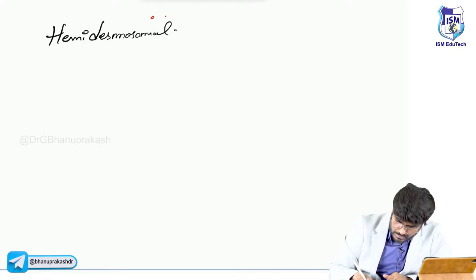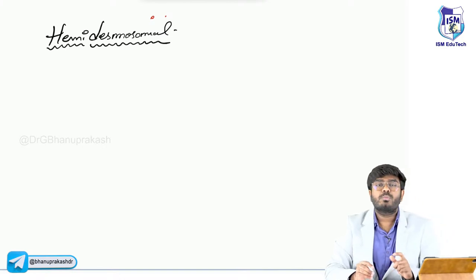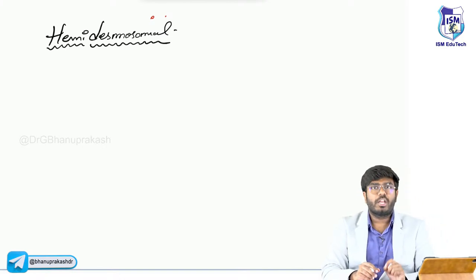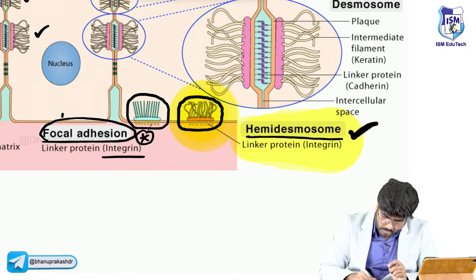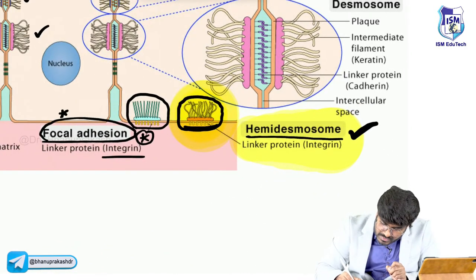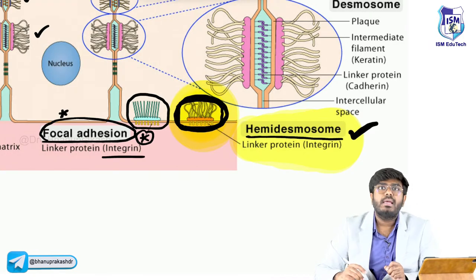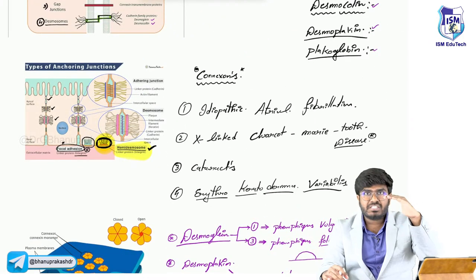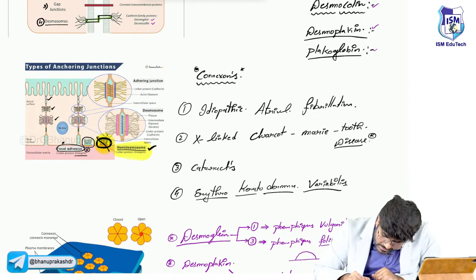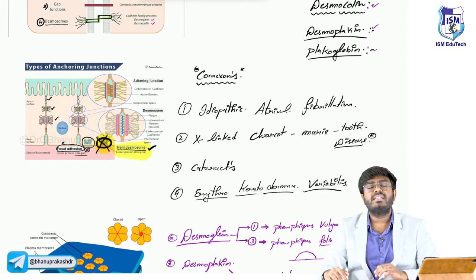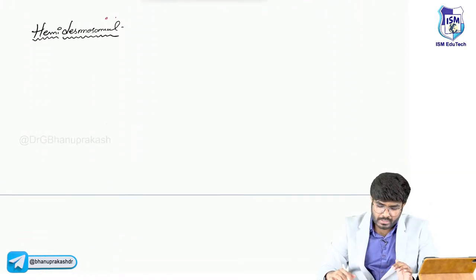Hemidesmosomal proteins. What are the hemidesmosomes? Hemidesmosomes and focal adhesion molecules. Here I have discussed the focal adhesion molecules, the integrin, and the hemidesmosomes. These are the hemidesmosomes. They attach the epithelial cell with the basement membrane. Now, if this protein is defective, what happens?